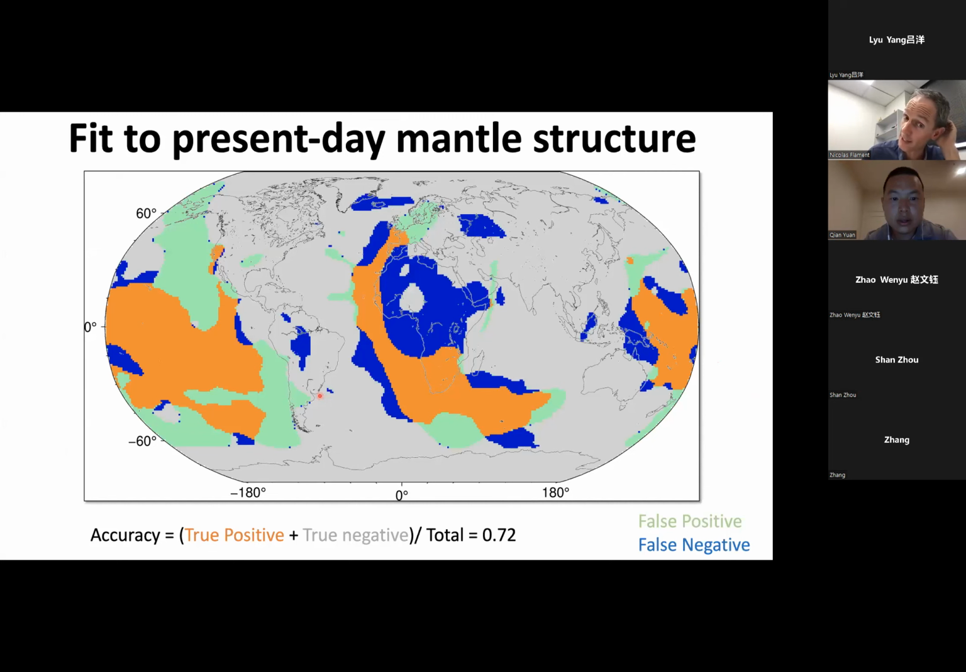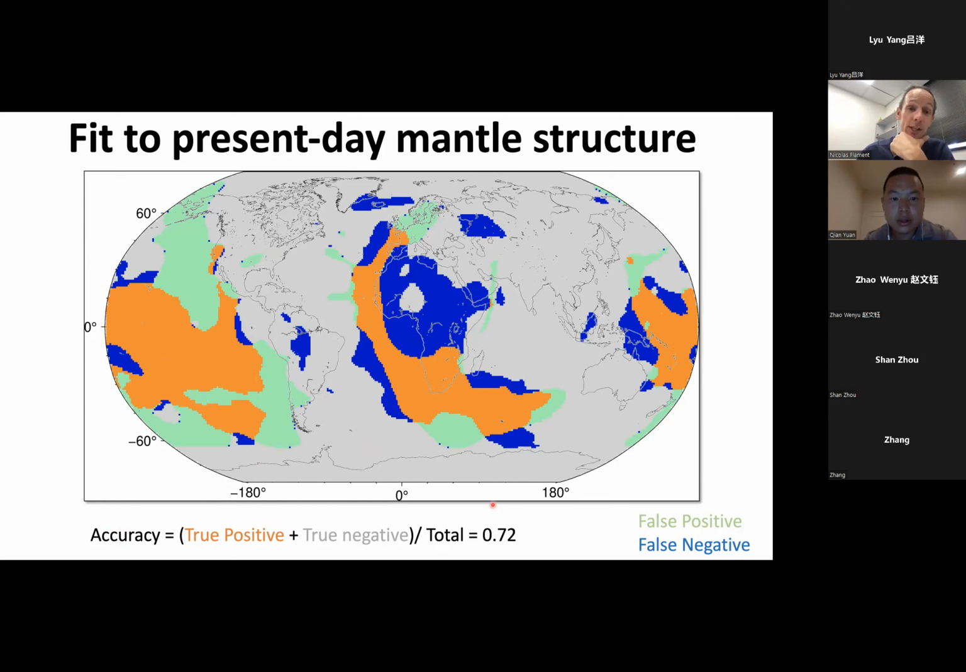Now, the next game I've played, and there's different indices that one can derive. Here I'm presenting the accuracy, what I've called the accuracy. Essentially, it's trying to work out a match between the flow model and the tomographic model. Success here is either orange or gray. Orange is blob, gray is non-blob in both the mantle flow model and the tomographic model. If one takes these two, the area of the orange plus the area of the gray over the total area, in this case, one gets 72%.